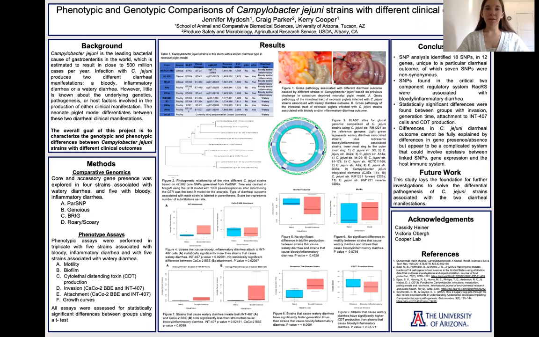I'm going to tell you today about the phenotypic and genotypic comparisons of Campylobacter jejuni strains with different clinical outcomes. To give you some background, Campylobacter jejuni is the leading cause of bacterial gastroenteritis worldwide. Infections typically present with either a watery diarrhea or a bloody inflammatory diarrhea. However, little is known about why there are these clinical differences. My research aims to answer this question.